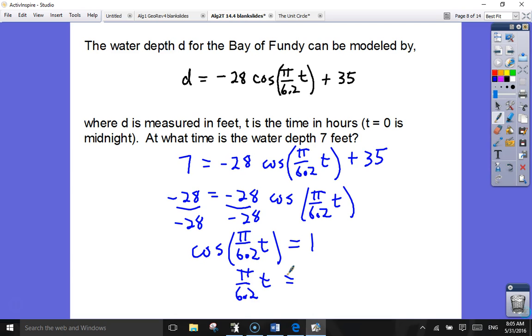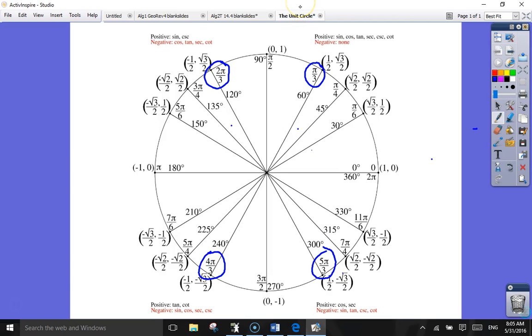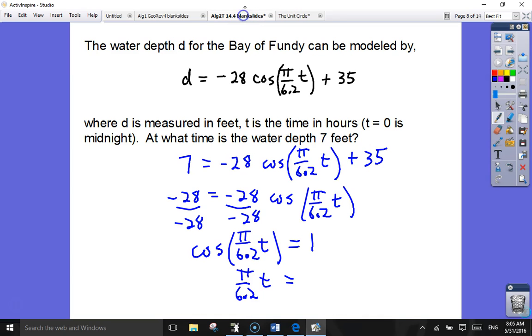At 0, right? That's a unit circle coordinate. I mean, cosine is the x, it's here. So it's either 0 or 2 pi, and actually it just keeps going on forever. And if you read the problem again, the water depth obviously goes up and down forever. So in fact, we can say 0 plus n times 2 pi, which is n times 2 pi.